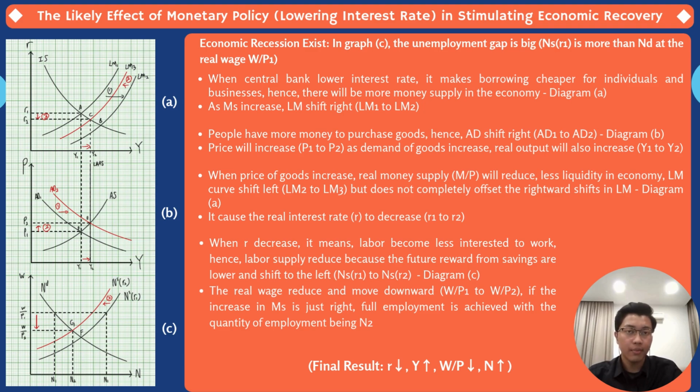If the increase in the money supply is just right, full employment is achieved with the quantity of employment being at N2. It is shown in diagram C. Hence, the final result is an interest rate decrease, real output increase, real wage decrease, and employment increase.